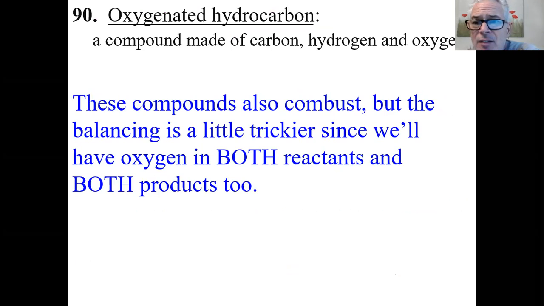Number 90, here's a new vocabulary word. A hydrocarbon is made of just hydrogen and carbon. There are things called oxygenated hydrocarbons. Now, oxygenated hydrocarbon means a hydrocarbon that's been stuck with some oxygen in it. And there's a lot of these, all right? Compounds that have carbon, hydrogen, and oxygen.